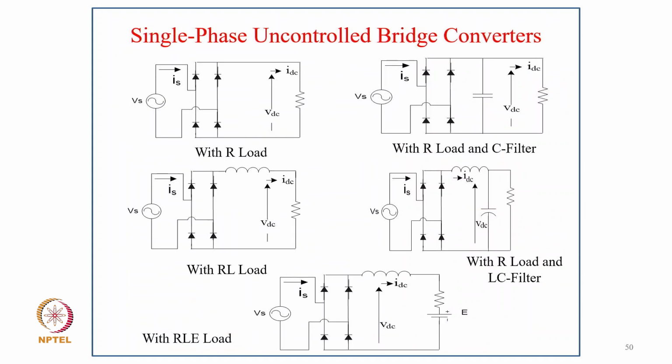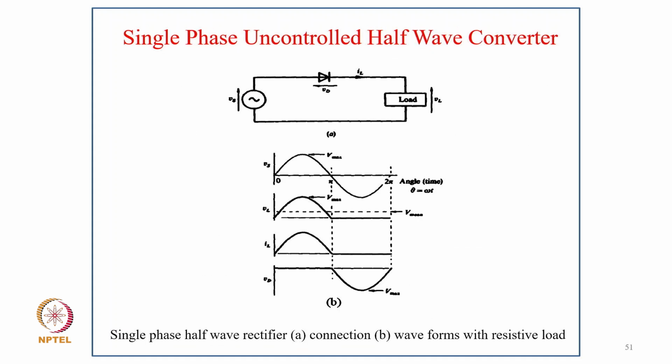Then coming to single phase uncontrolled with resistive load, then RL load with capacitive filter, resistive load with inductive filter, RL load with LC filter, and then RLE load. Now coming to the analysis of the single phase uncontrolled half wave converter, as you can see here. You can see the input waveform, the output load voltage and load current, and the diode voltage.